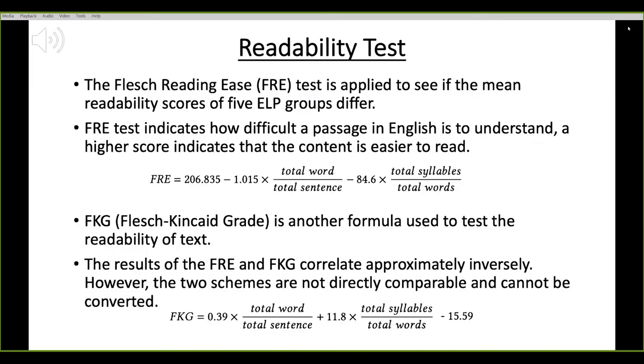In this study, we consider two readability tests, Flesch Reading Ease and Flesch-Kincaid Grade Level. Both indicate how easy an English passage is to read. The formula for both tests is shown in the slide. Both consider the total number of words, the total number of sentences, and the total number of syllables. However, different weights are used for each formula. The FRE and FKG are inversely related. That means a high score in FRE generally means a low score in FKG. However, a direct conversion is not possible between these two tests.